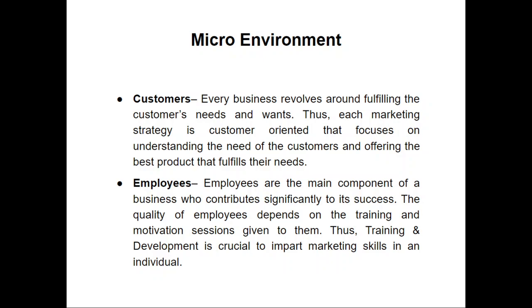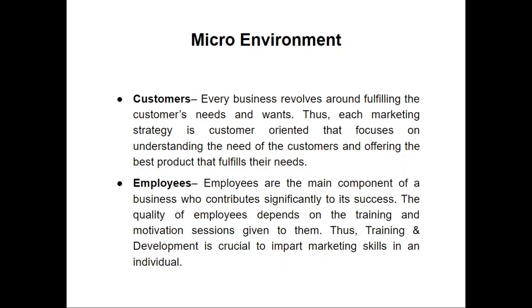These are the employees who are going to be in direct contact with the customers. These are the people who are going to take in the orders of the customers. They are the people who are going to process the orders of the customers. Employees are the face of the company itself. The company speaks through its employees.